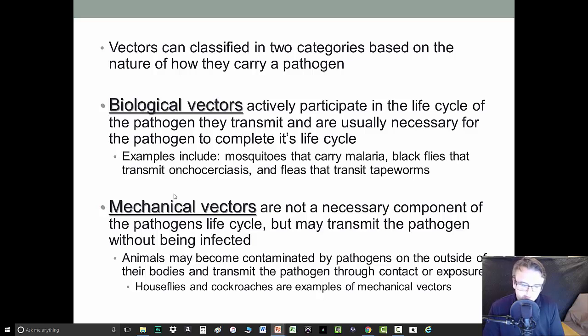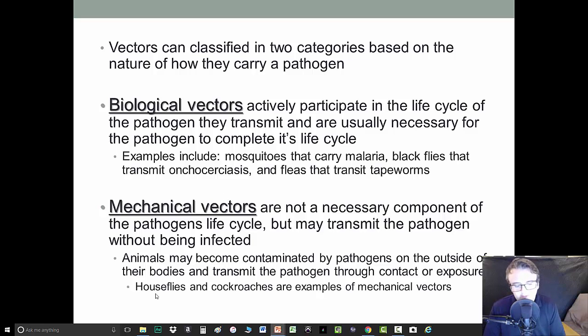Now, there are many more examples of what's called a mechanical vector, in which you simply have a parasite that is being picked up on the body, typically, of a vector and spread by contact. They don't play a role in the life cycle. Rather, it's simply being picked up and transmitted to a new location.